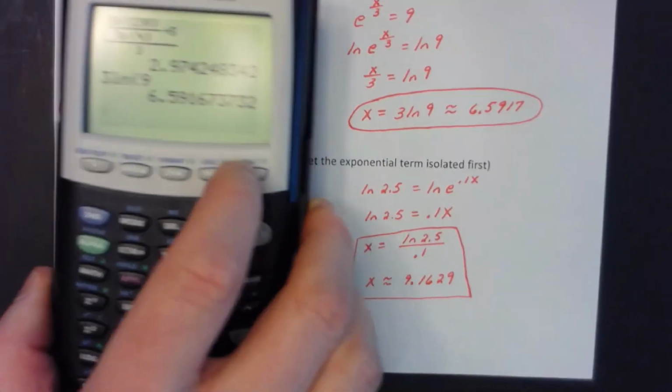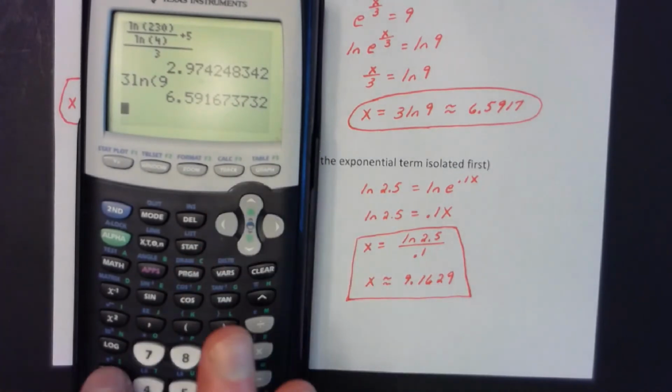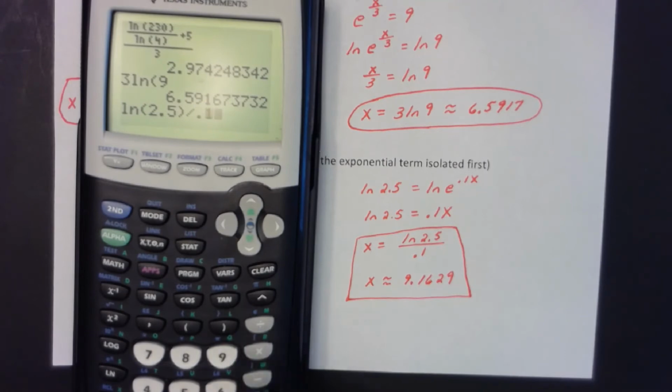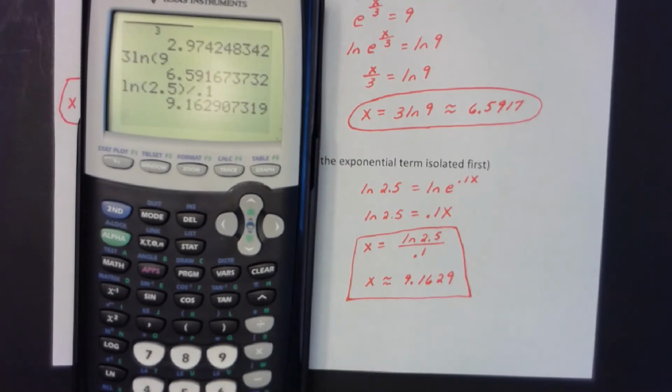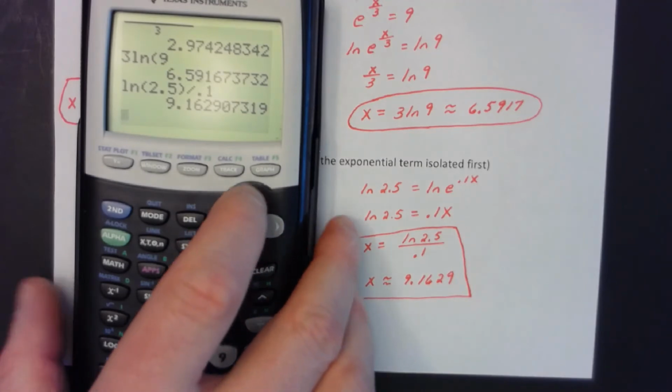My decimal approximation here, I would just go in and say, well, it's the natural log of 2.5. I'll close that natural log off, divide by 0.1. And you see where I got my answer, the 9.1629, rounded to 4 decimal places.